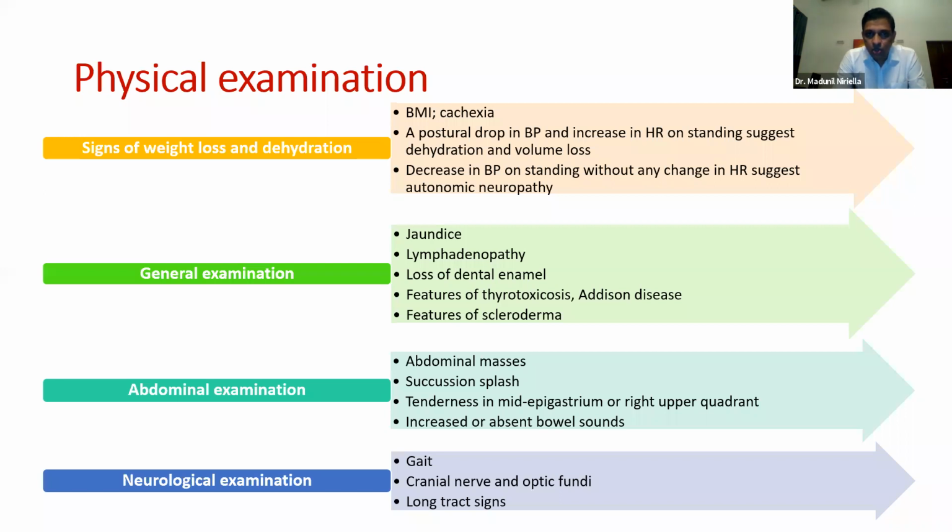General examination should look for jaundice, presence of lymphadenopathy, loss of dental enamel, features of thyrotoxicosis, Addison's disease, and features of scleroderma. Abdominal examination should look for masses, succussion splash, tenderness in the epigastrium or the right upper quadrant, and increased or absent bowel sounds: increased bowel sounds in obstruction, absent bowel sounds in paralytic ileus. And neurological examination should look into the gait, the optic nerve, the fundi, cranial nerves, and the long tracts.